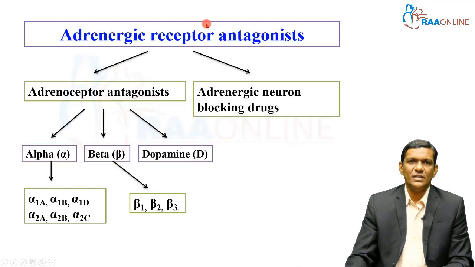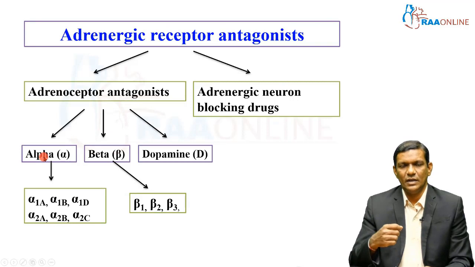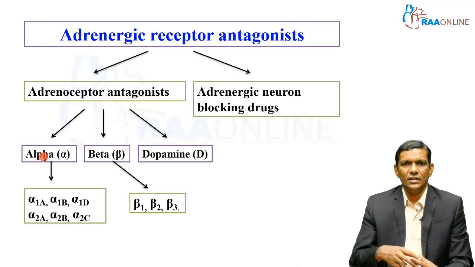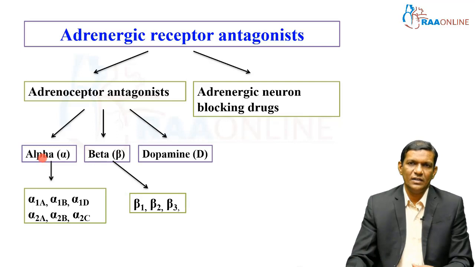So these are the adrenergic receptors. You classify them into alpha receptors, beta receptors and dopamine receptors. These are all catecholamine related, so that is why they are called adrenoceptors. And you have adrenergic neuron blocking drugs; this I have already dealt with in the topic on anticholinergic drugs.